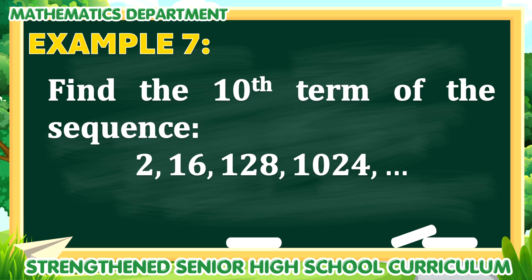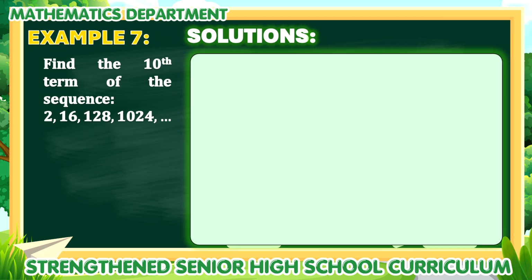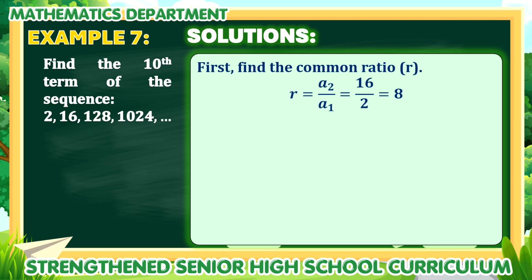Another example, find the 10th term of the sequence 2, 16, 128, 1024, and so on. So to find our 10th term, we start with determining our common ratio. In this case, we'll be dividing any of our consecutive terms in the given sequence. Let's just choose our a sub 2 and a sub 1. So r is equal to a sub 2 over a sub 1, which is 16, our second term, divided by 2, our first term, and that is equal to 8.